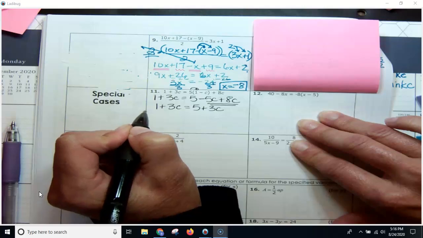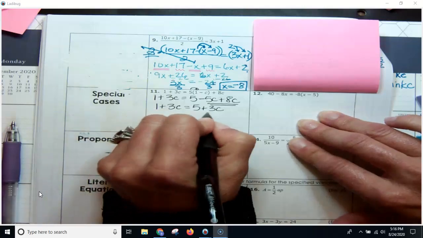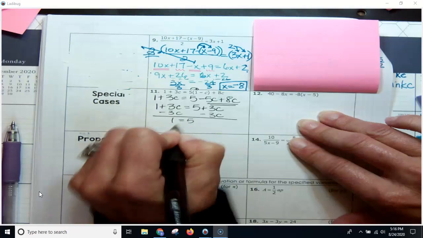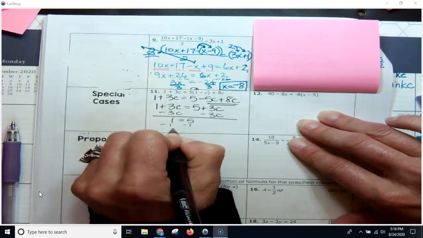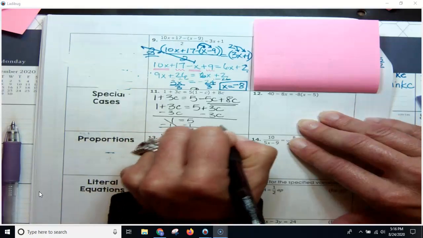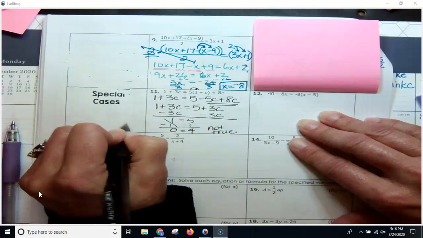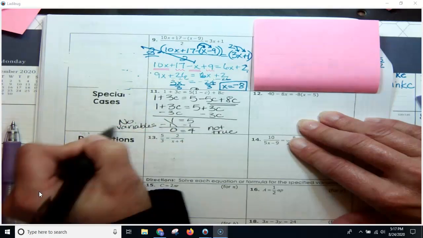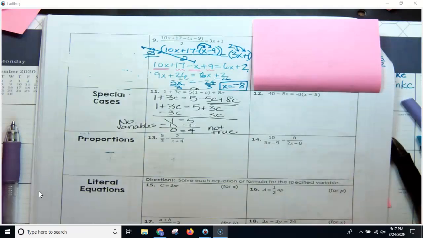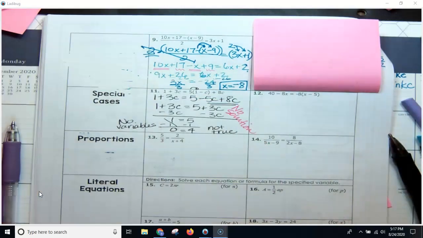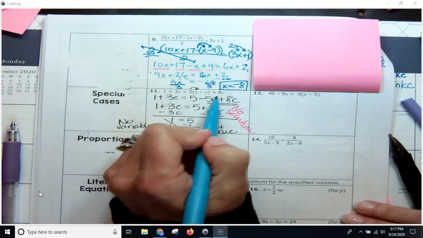3c. And then I'm going to subtract 3c from both sides. And I'm getting 1 equals 5. I'm going to subtract 1 from both sides, and I get 0 equals 4. This is not true. There's no variables. Since it is no variables, not true, then this is going to be no solution. No matter what number you plug in there, it will not be a valid equation.